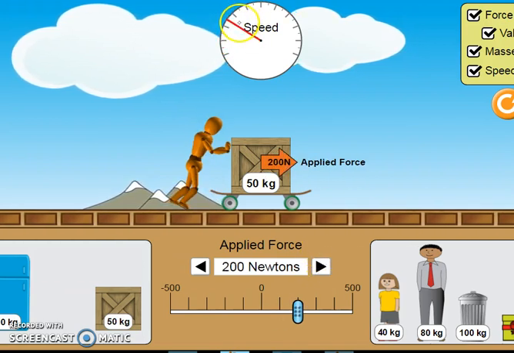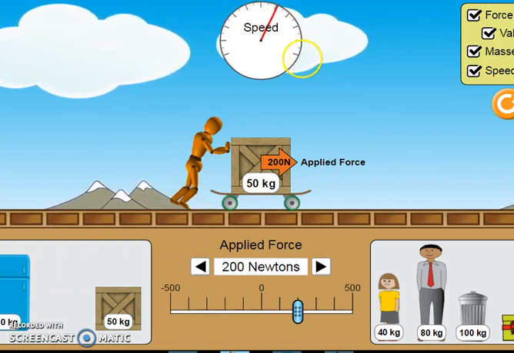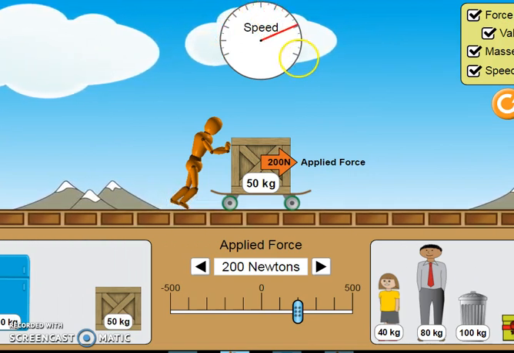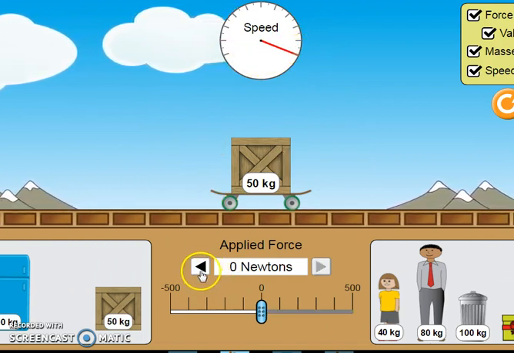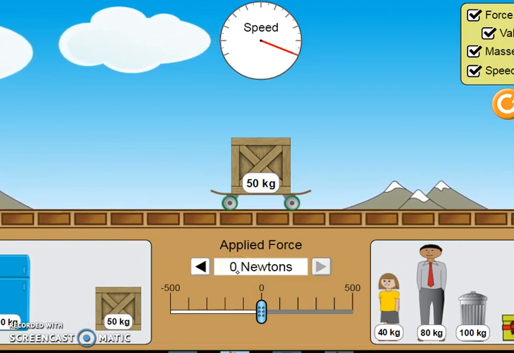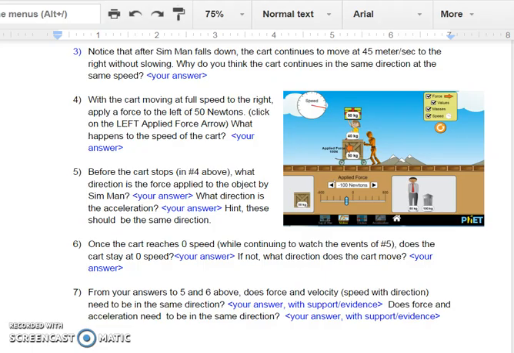I can count, 1001, 1002, 1003, and so on until I get to this point here, and I know my velocity has changed from 0 to 45 meters per second. Let's go and take a look at the report. Okay, in this one, let's scroll on up.